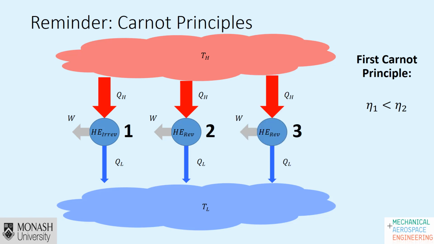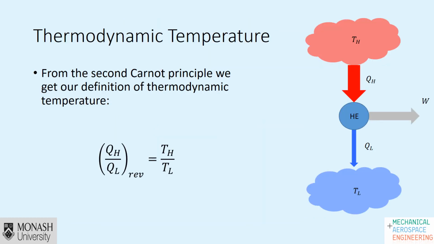The second Carnot principle tells us that any two reversible heat engine cycles running between the same temperature reservoirs will have the same thermal efficiency. And we're going to make use of this one in our definition of thermodynamic temperature. We need really both of the Carnot principles for our development of the inequality of Clausius. So from the second Carnot principle, we get our definition of thermodynamic temperature. It is a non-empirical, but rather a theoretical temperature defined by the ratio of heat transfers that happen between thermal reservoirs for a reversible heat engine cycle.